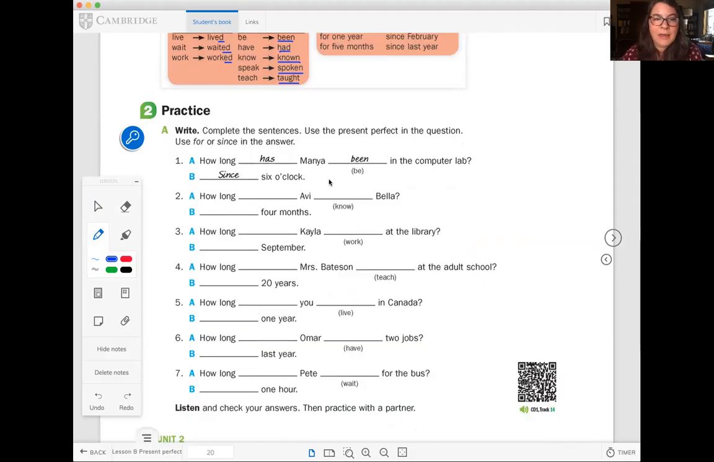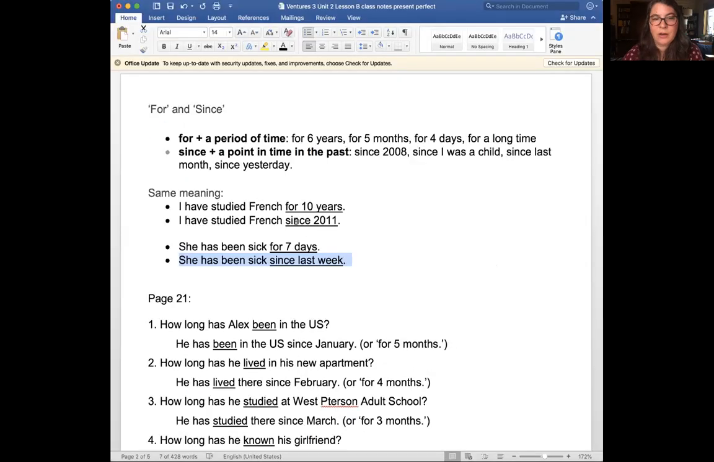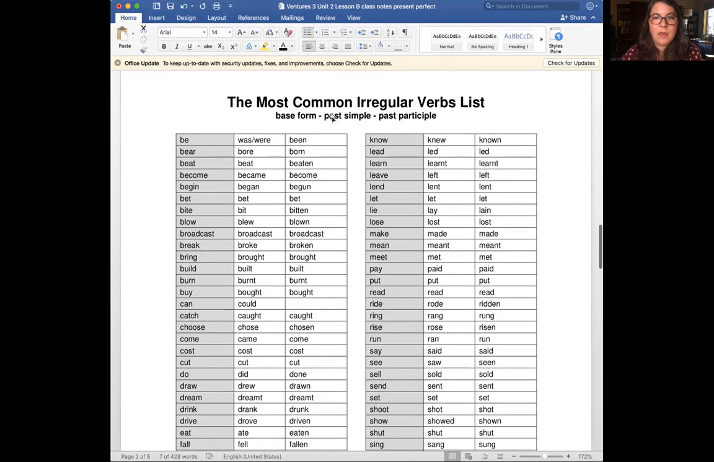And you need to have this chart, common irregular verbs. So the first one, be, and you're going to look in the third column. These are the past participles. See, base form here, simple past is here, past participle is here. Okay, so we're going to use these right here. So be has been.